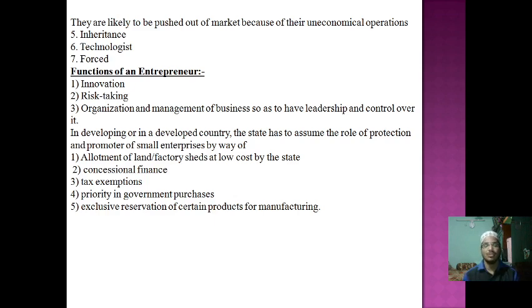Concessional finance: the country should give financial support to the organization. Tax exceptions: tax should be maintained as per the level. Priority of government purchase: the government should purchase some products from the organization. Exclusive reservation: for certain products, the government should give a certain reservation.